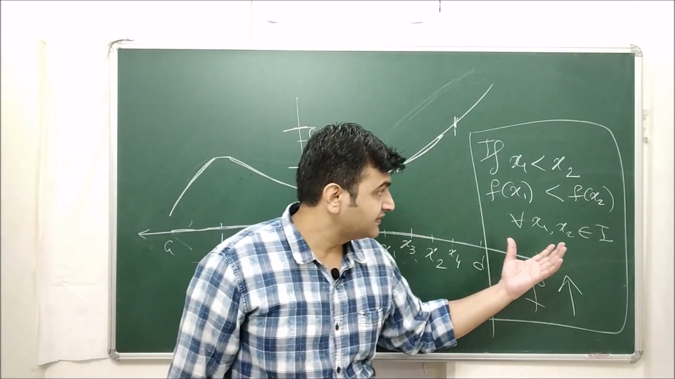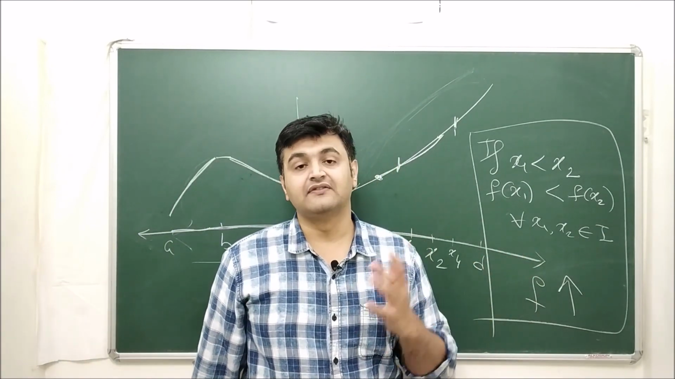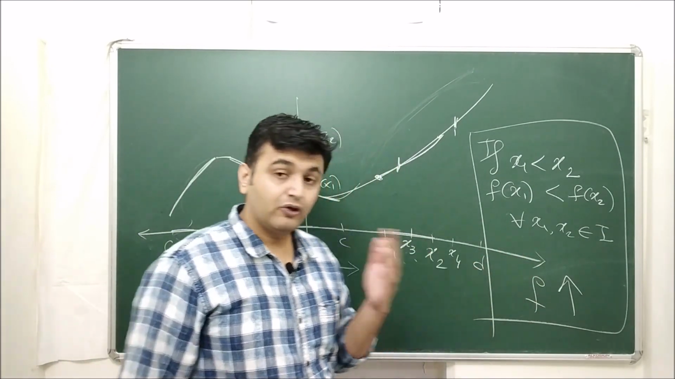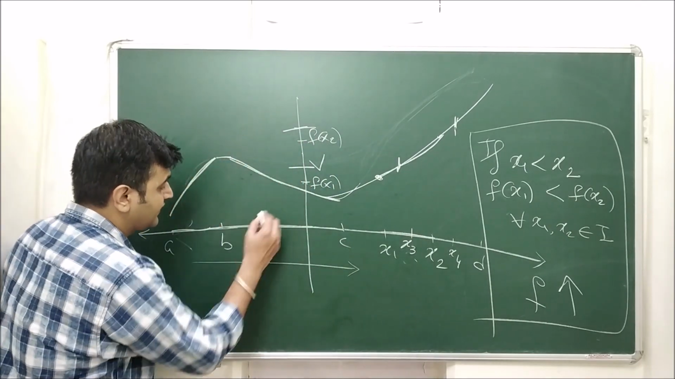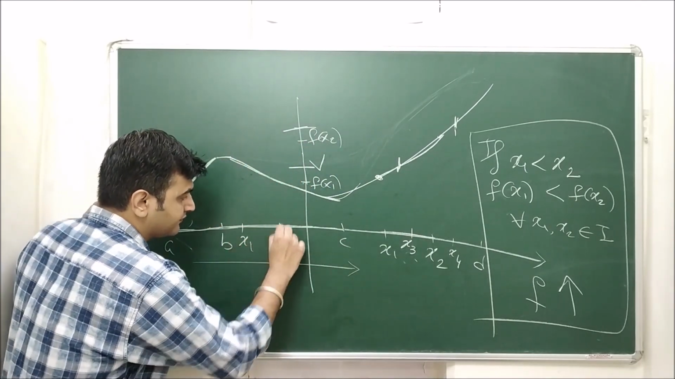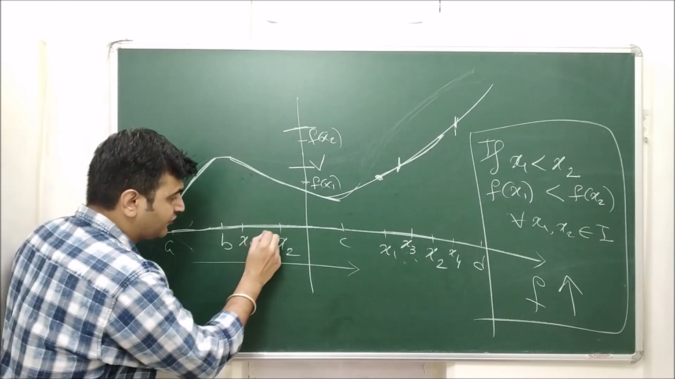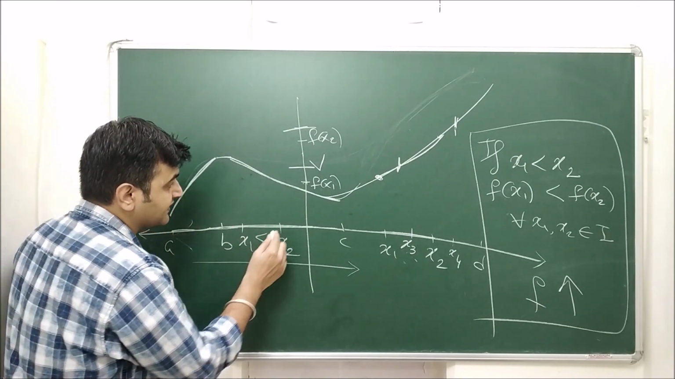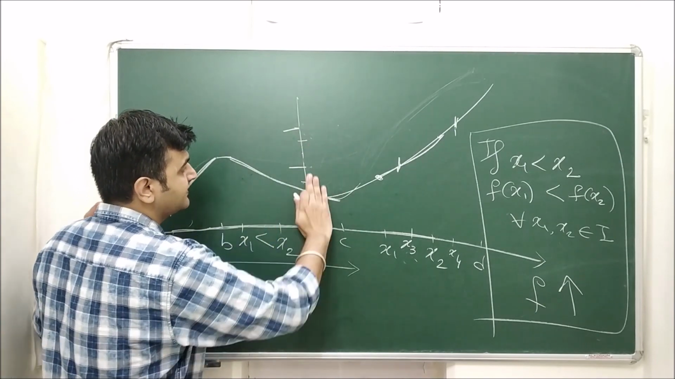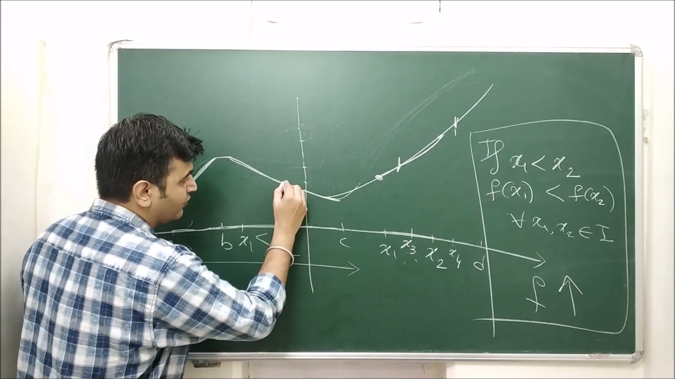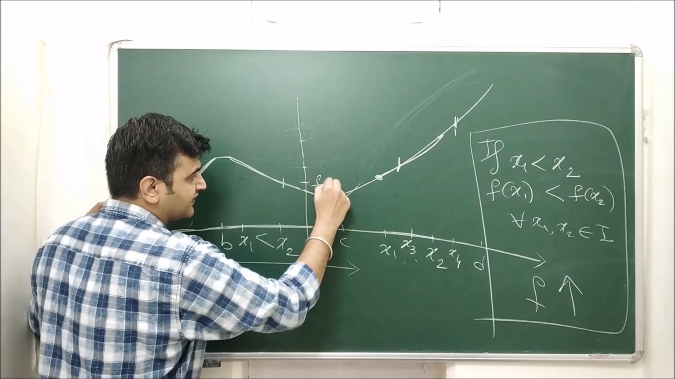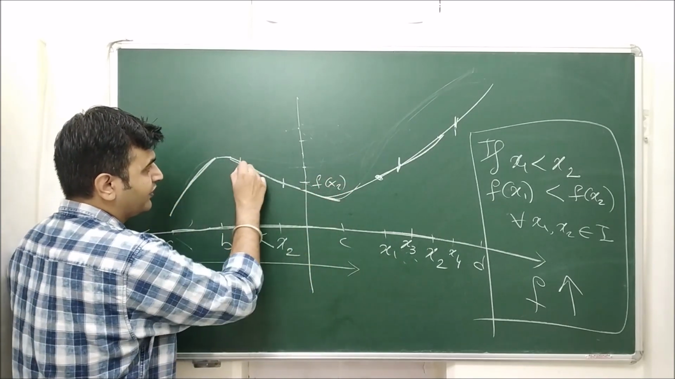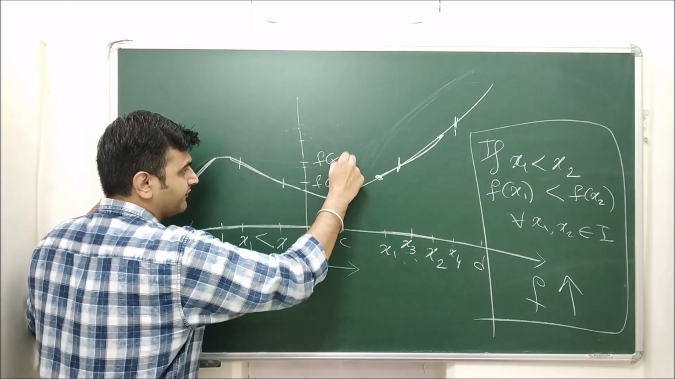So if such a thing happens, we say that the function is an increasing function. And what about decreasing? As you can see, if you take any x1 and x2, obviously x1 is less than x2 because x1 is on the left of x2. You take the images. So from here, this is my f of x2, and from here you can see this is your f of x1.